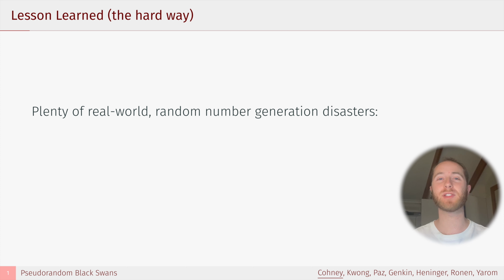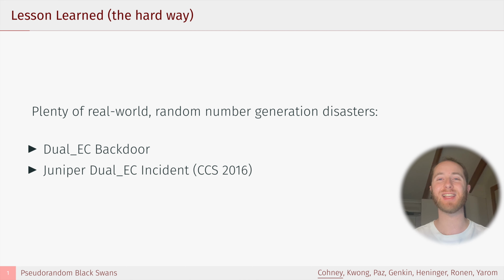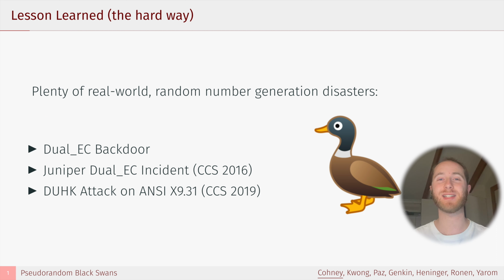To refresh your memory of some of these attacks, first up, and of greatest infamy, the dual EC backdoor and its ramifications for the security of Juniper's ScreenOS, on which my co-authors and I presented at CCS 2016. Then, last year, we presented the duck attack on ANSI X9.31, another example showing how state compromise leads to fatal protocol flaws.